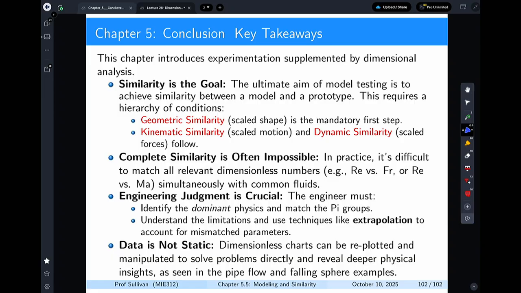That table of dimensional groups should be something that you depend on to guide your pi theorem approaches. Understand the limitations and techniques like extrapolation, where I said, I've got Reynolds number 10 to the 4th and I'm going to extrapolate this feature to 10 to the 5th. Well, maybe that's okay. I certainly can't do it to 10 to the 6th. Dimensionless charts can be replotted and manipulated to solve problems directly and reveal deeper physical insights, as seen in the pipe flow and falling sphere examples.